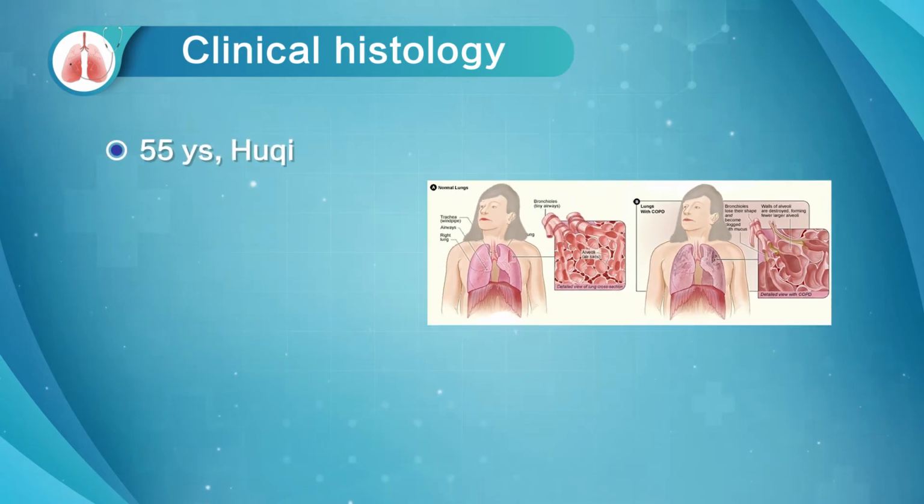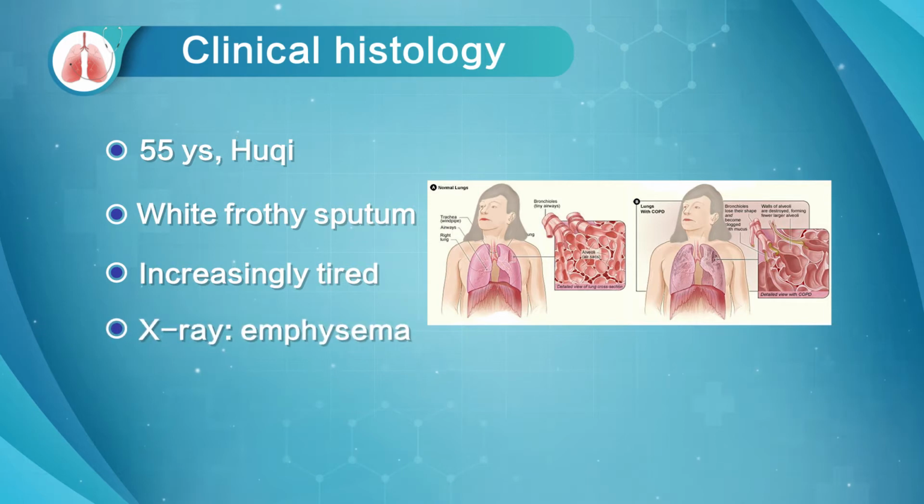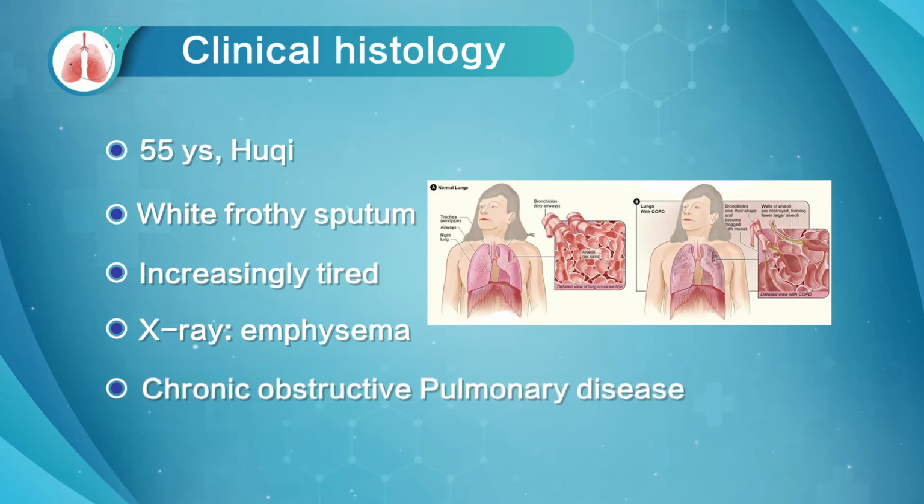Last time, we mentioned that Hu Chi started working and has become addicted to smoking. Regarding her asthma, there were occasional attacks, but they all resolved spontaneously. Close to retirement age, she began to cough in the morning with white sputum and felt increasingly tired. She went to the doctor, and her chest X-ray showed emphysema. She was diagnosed with chronic obstructive pulmonary disease and advised to quit smoking.